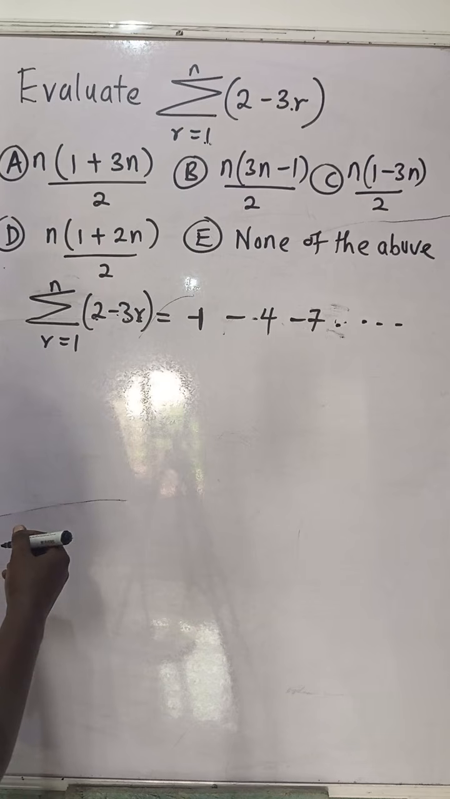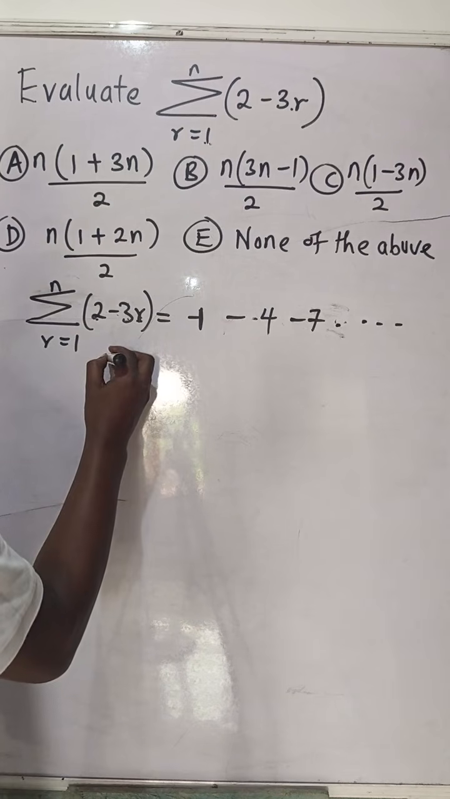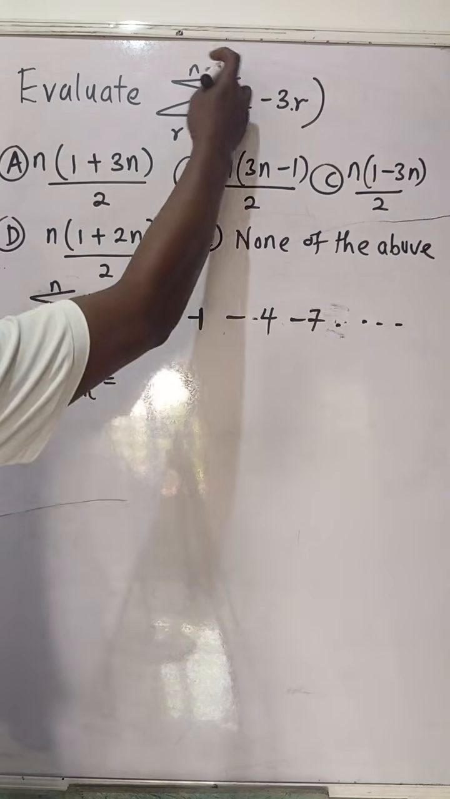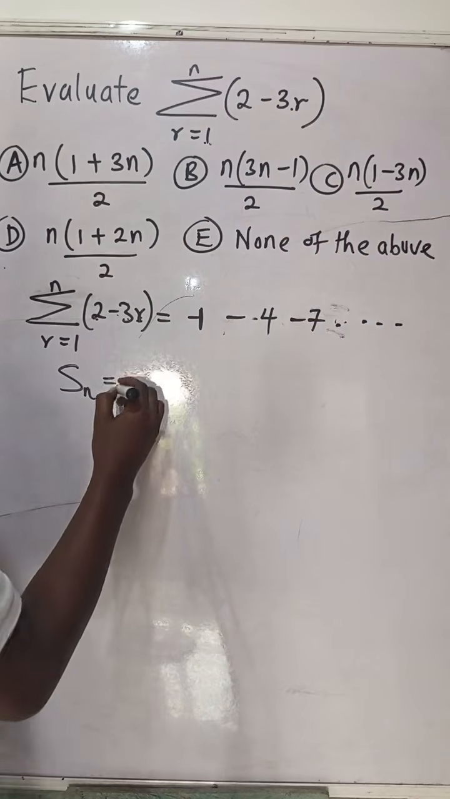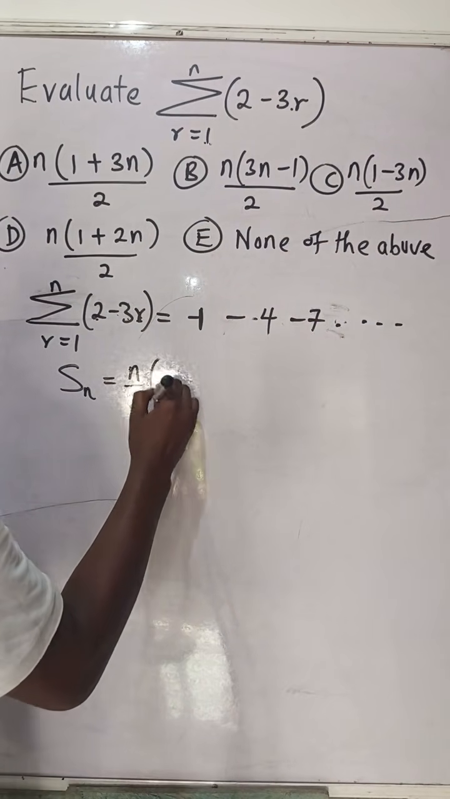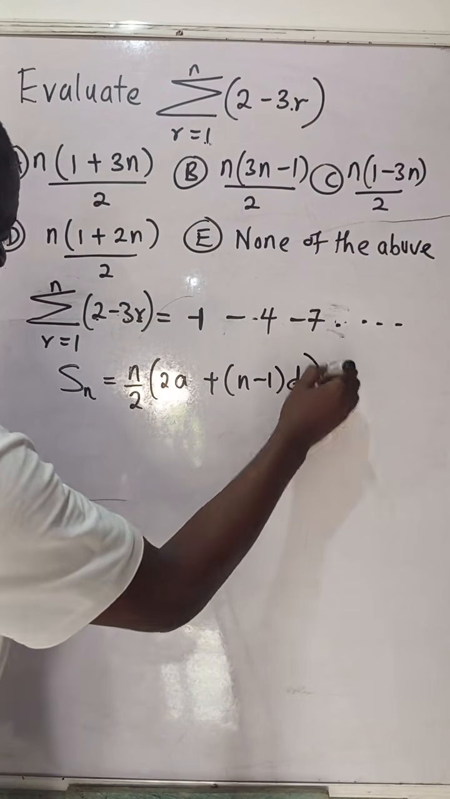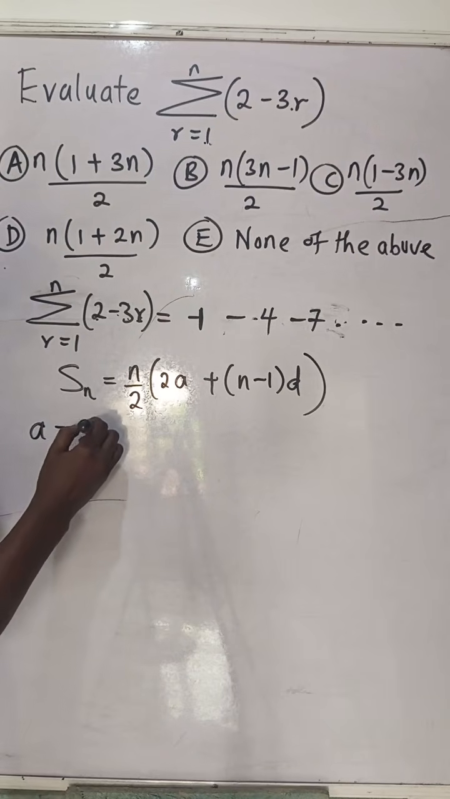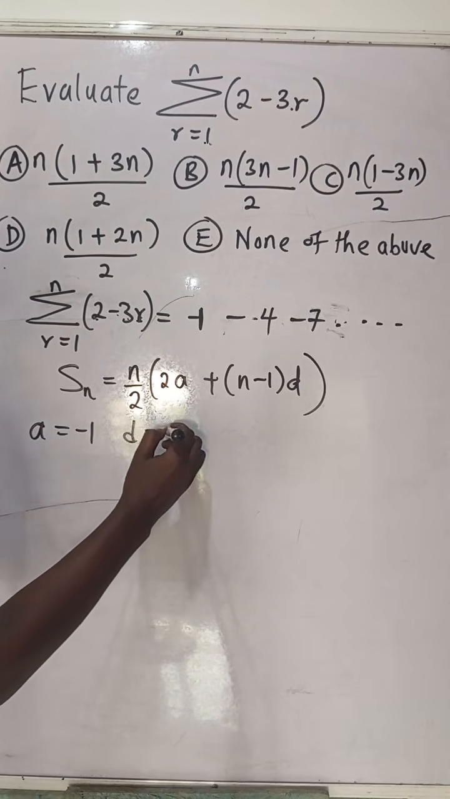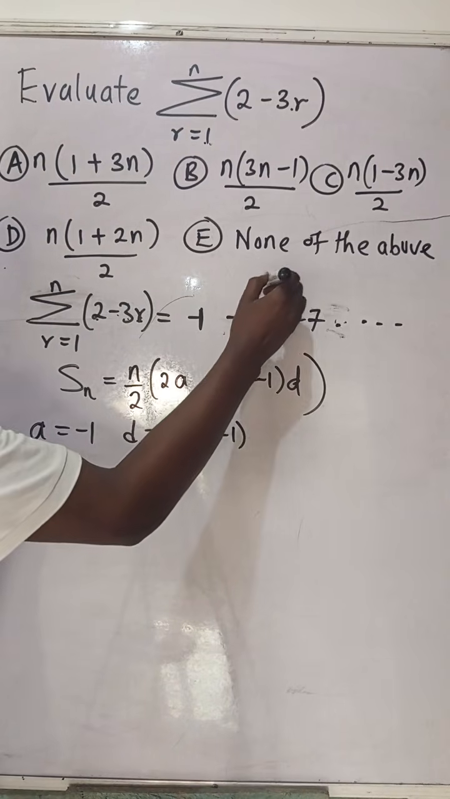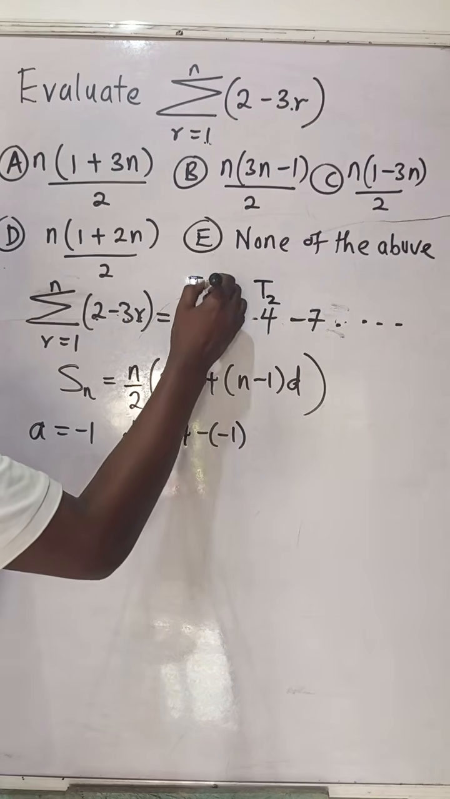Now what I want to do is simply to use the sum of the n terms. We are looking for the sum, because this is the sum of everything here. So the sum of n terms will be n over 2 times 2a plus n minus 1 times d. So our first term is minus 1. The common difference is the second term minus the first term, minus 4 minus minus 1.